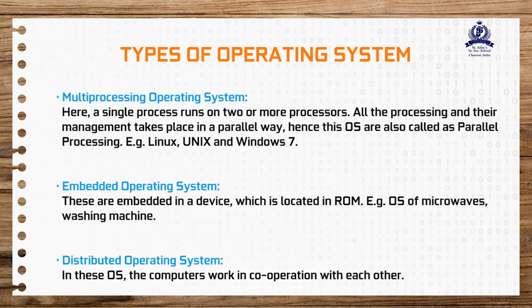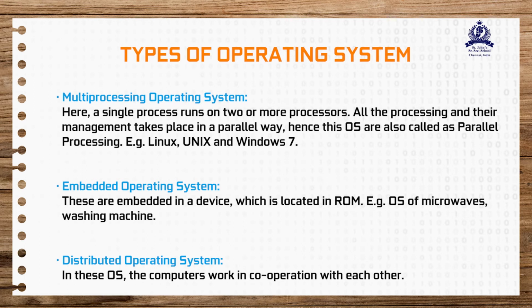You are embedding this operating system in some other device which is located in a room. For example, in a microwave system, you are using one of the operating systems to do that task. Or for example, a washing machine. Those machines work depending on the operating system. So this kind of embedded operating system is also available.